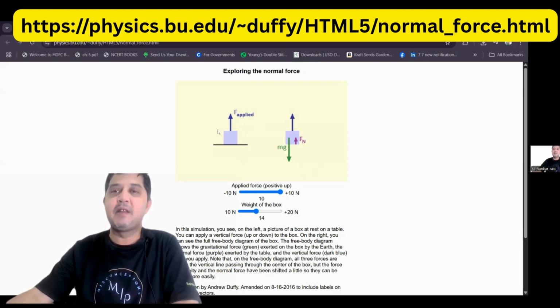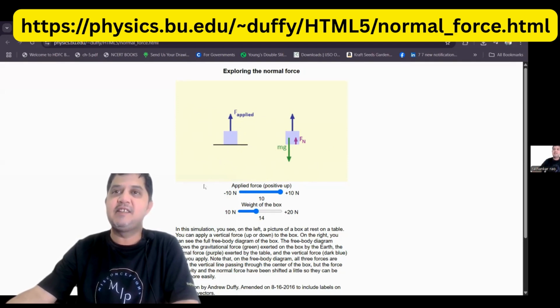Which direction am I applying the force? I am applying the force upwards, right? So therefore, the total applied force would be normal plus the F applied should be equal to mg, right? So therefore, normal force equals mg minus F applied. As a result, it keeps on reducing over here.